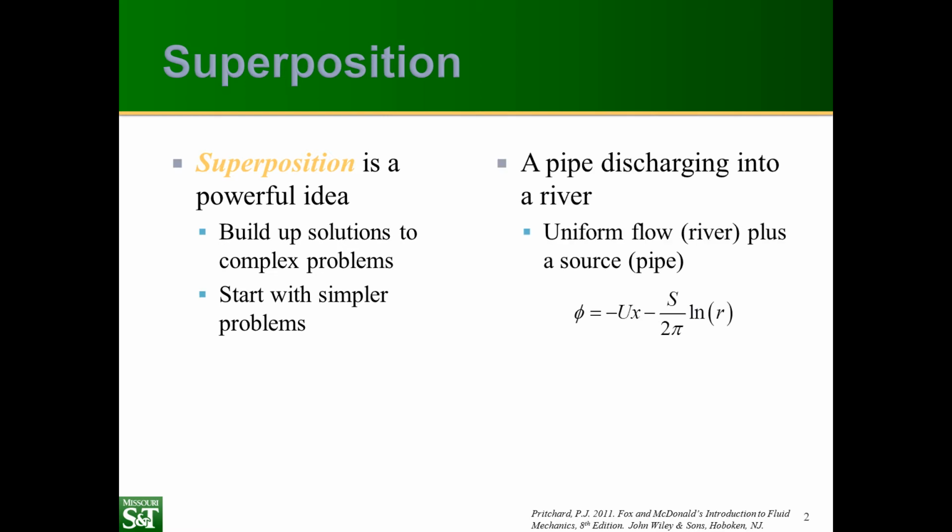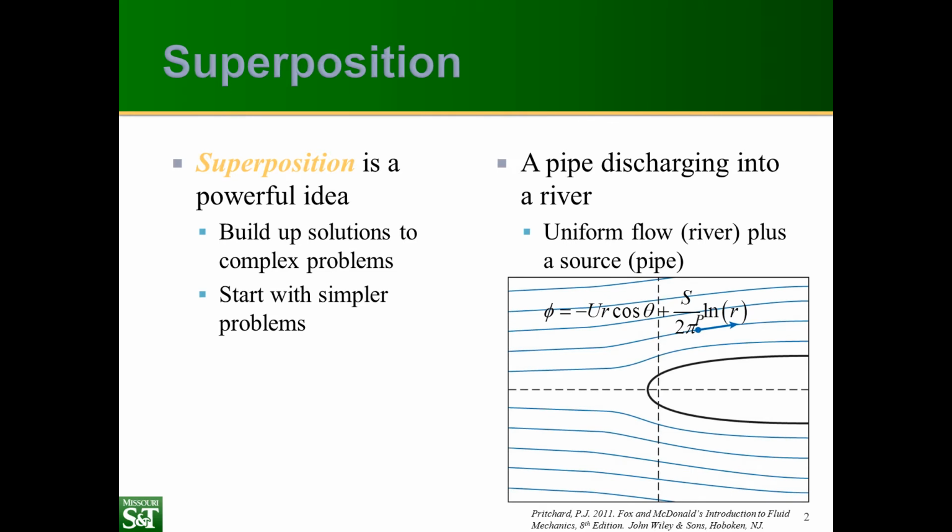If we want to model a pipe discharging into a river, we can look at a uniform flow, which represents the river, and a source, which represents the pipe that's discharging. So we add up the uniform flow and the source potentials. Now here we have an xy term and an r theta term, so we need to convert coordinate systems. So we convert x into r cosine theta, and this gives us polar coordinates. And then we can take the derivatives here to come up with our velocities. And we can integrate the velocities to find the streamlines. And so what we end up with is we can plot the streamlines.